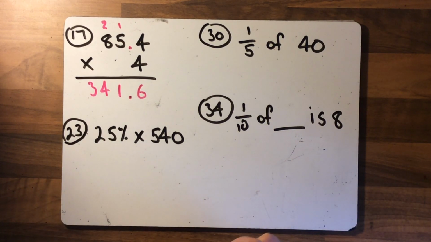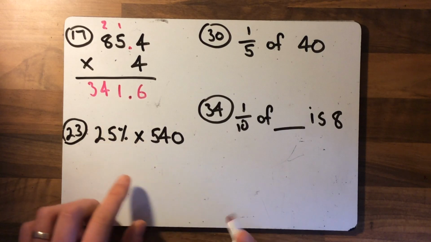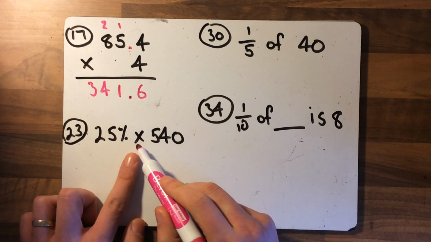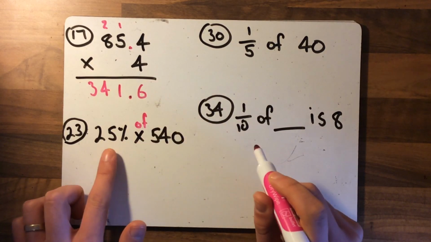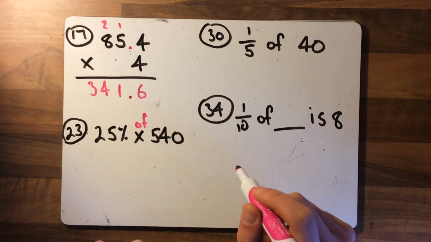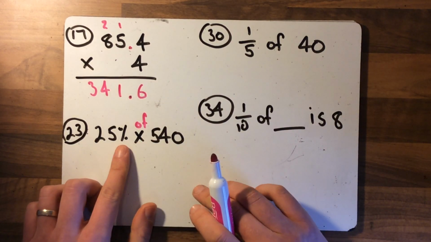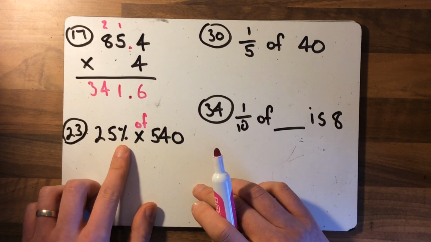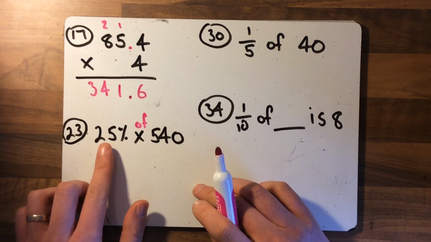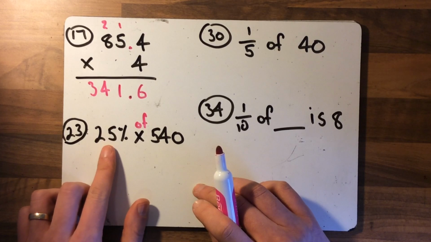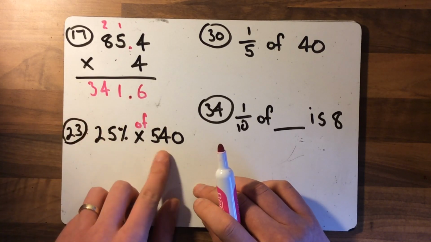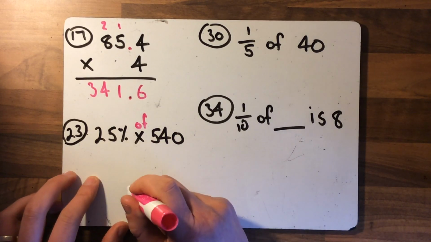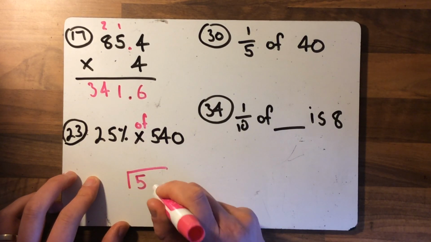23, 25% times 540. Remembering that this question is quite similar to that one with that of. It's that what is 25% of 540. So to do this, we did this last week, remembering that percentage is out of 100. There are 25. How many 25s are there in 100? 25, 50, 75, 100. There are 4. So we need to divide this number by 4.